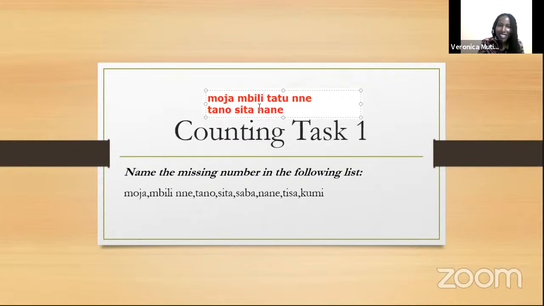So I'm helping you out with this. Saba, yes, saba for 7. Saba for 7. And then tell me the last two. The last two numbers we learned. I think it's tisa and kumi. Yes, tisa and kumi. Good.